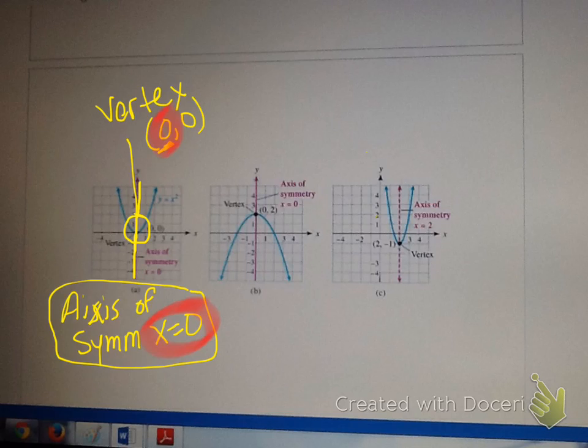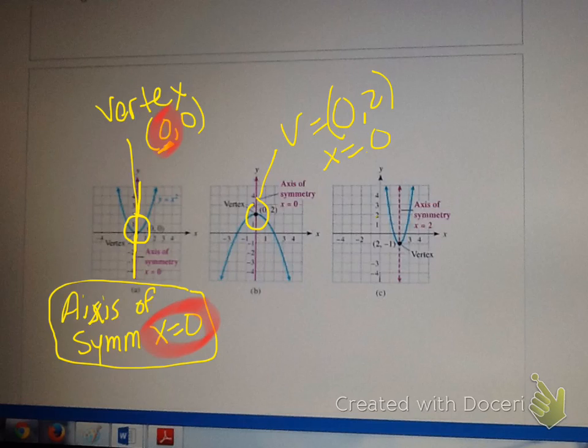It can't just be "my axis of symmetry is 0." You have to have x equals. So on this one, your vertex was the point 0, 2. It's the highest point. And your axis of symmetry, again, was x equals 0.